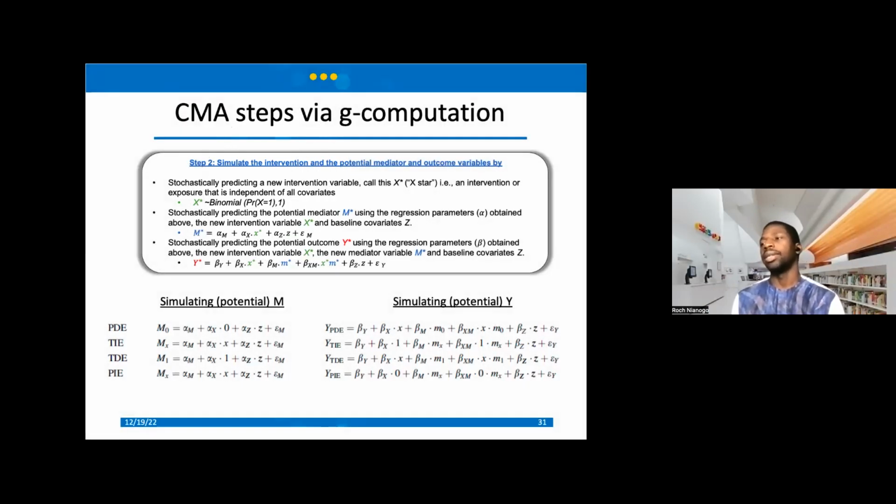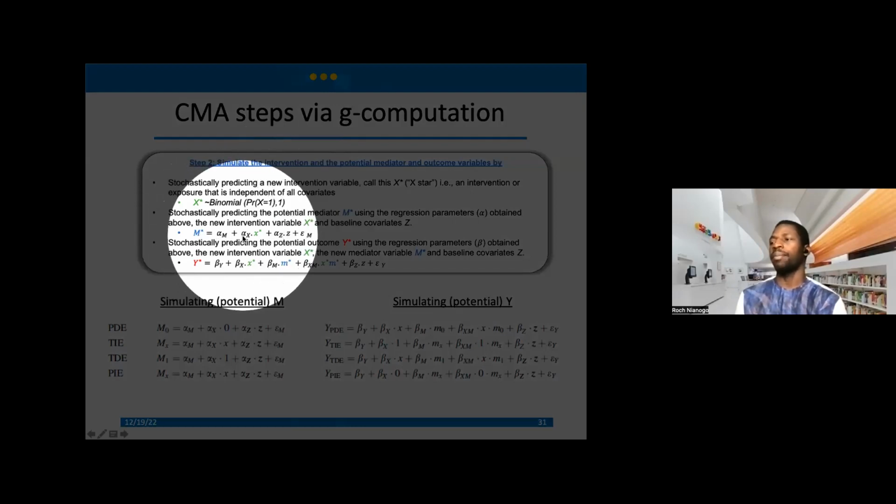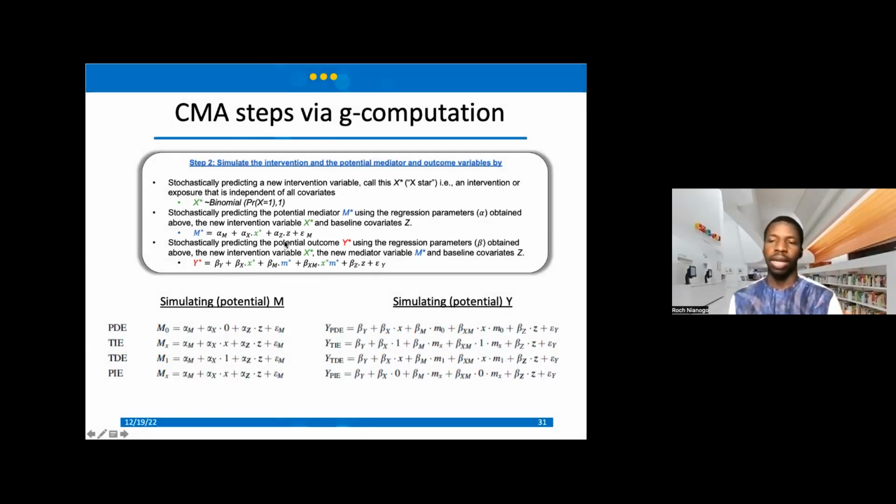And then, secondly, you will stochastically predict the potential mediator M star using the regression parameters obtained above, the new intervention variable X star, and the covariates, right? And again, you get M star equals alpha M plus alpha X star plus alpha Z Z plus epsilon M, which is basically the error in the prediction, right?